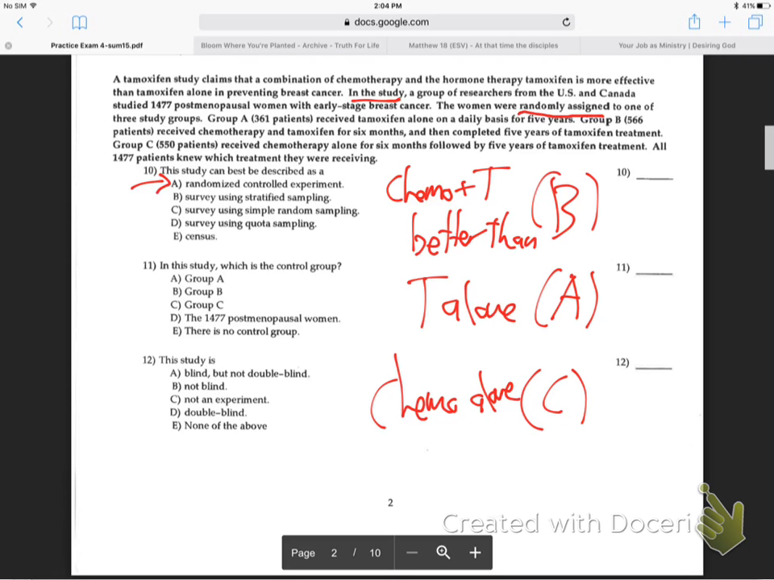Yeah, it's not stratified sampling. Stratified's where you break them into different groups and stuff. It's not anything like that. All right, we'll move on.